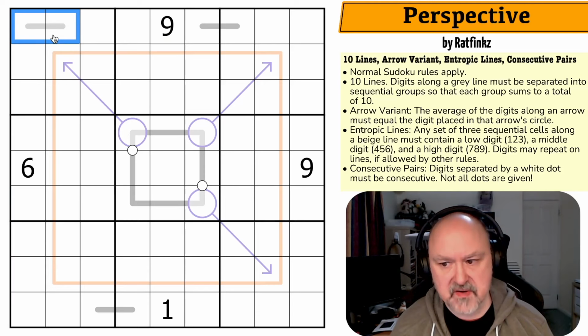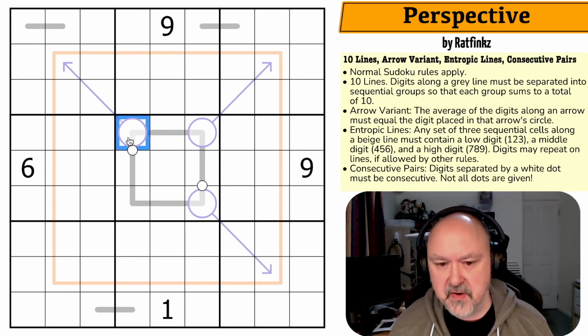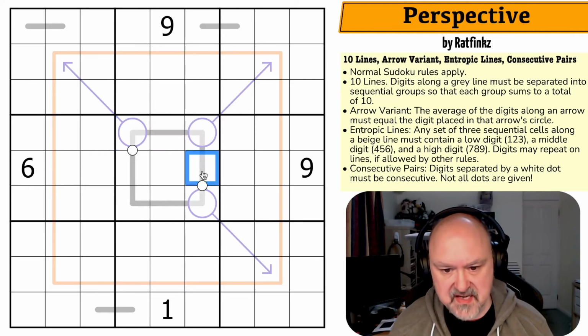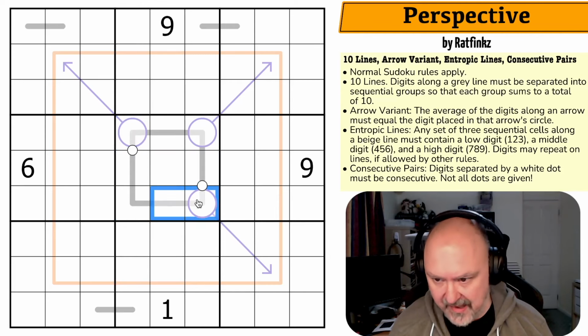Digits along a grey line must be separated into sequential groups so that each group sums to a total of 10. Now, it doesn't say it in these rules, but on 10 lines normally, they cannot overlap. So I could not, for example, make those 3 digits sum to 10 and then have those sum to 10. These must be non-overlapping sequential sets of 10. If these were to sum to 10, then that could sum to 10, and that could sum to 10. Actually, that's not going to work. But anyway, however we break up the line, we must have groups of 10 that do not overlap.